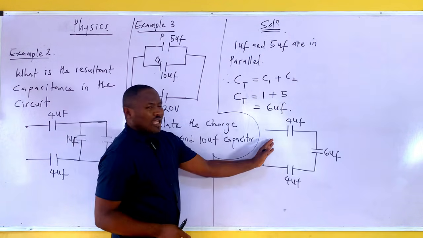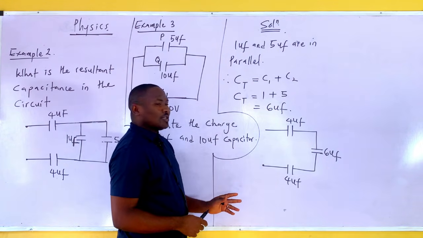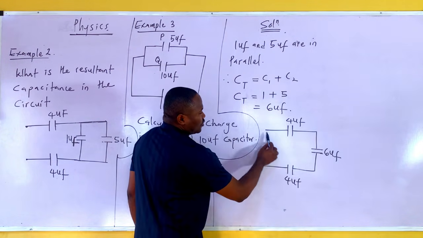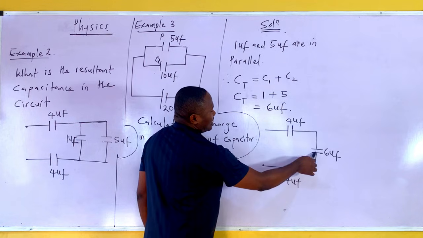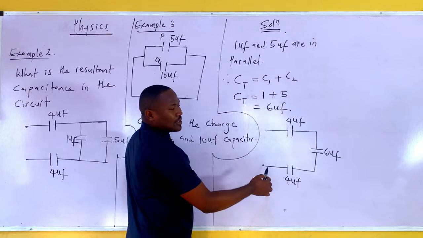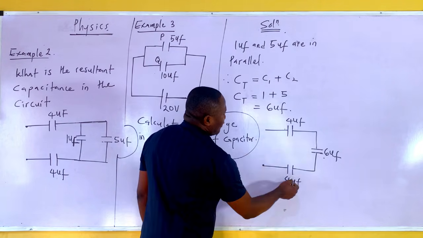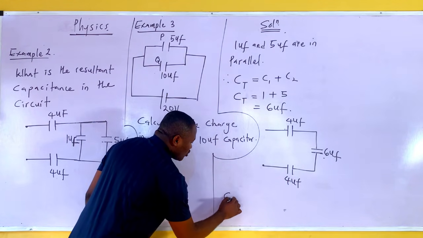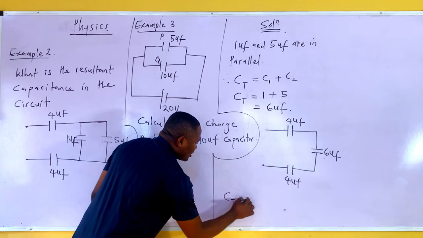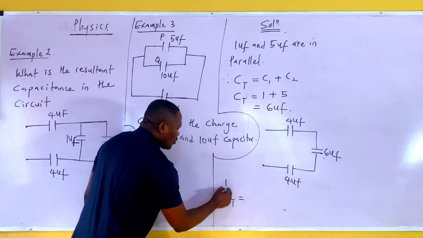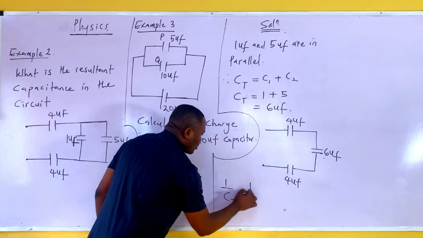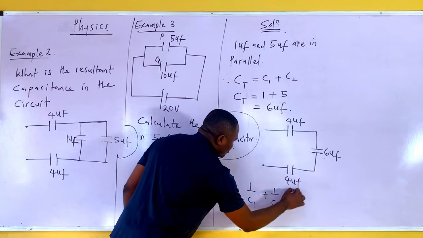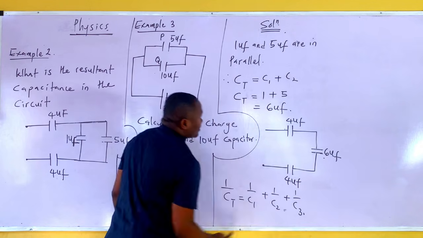Now, what is now this circuit? This is now a series connection because whatsoever enters here, enters here, enters here. So now 4, 6, and 4 are in series. So to get the total of this, it will be 1 over C total equals 1 over C1 plus 1 over C2 plus 1 over C3.